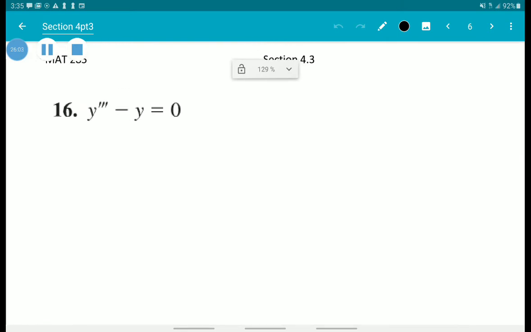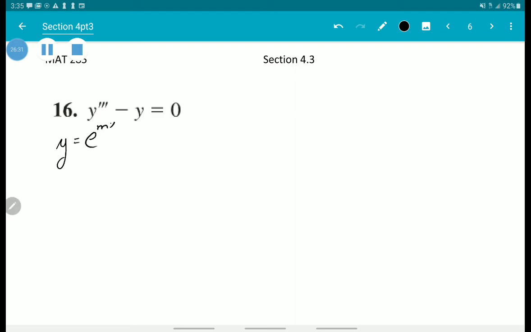Let's look at another example. And this is where you may want to pause the video, try it, and then come back. So if we look at this one, same process. This is a third degree, or third order, rather, differential equation. But the process is the same.